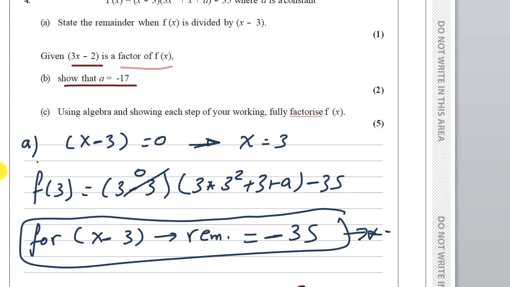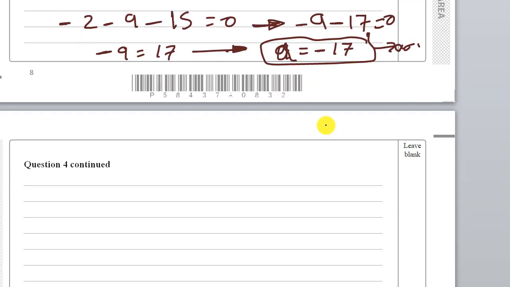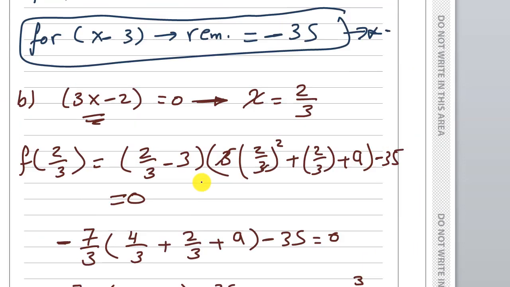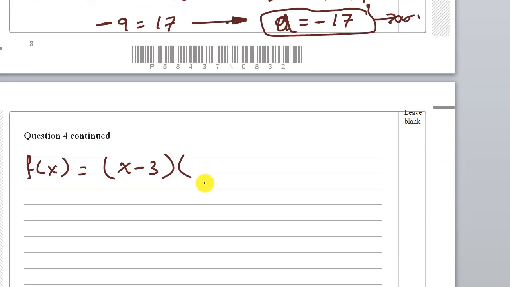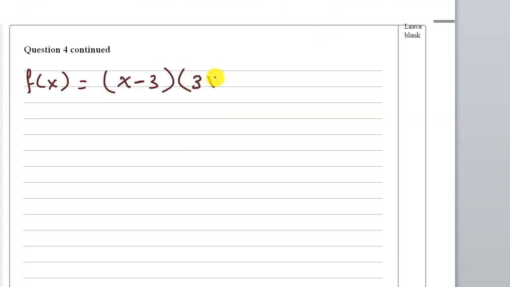Okay, let us go ahead. Now, using algebra and showing each step of your working, fully factorize f of x. Okay, so you need the factorizing of f of x. So f of x again is equal to x minus 3 multiplied by 3x squared plus x minus 17 minus 35. We know that this is part C.